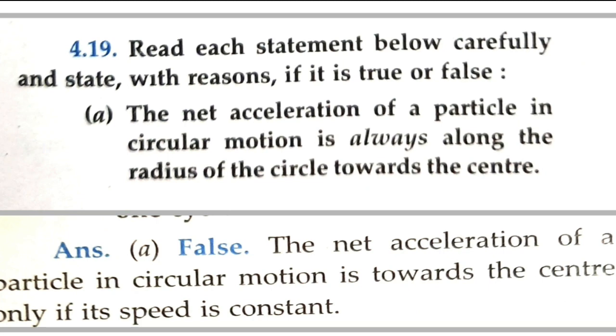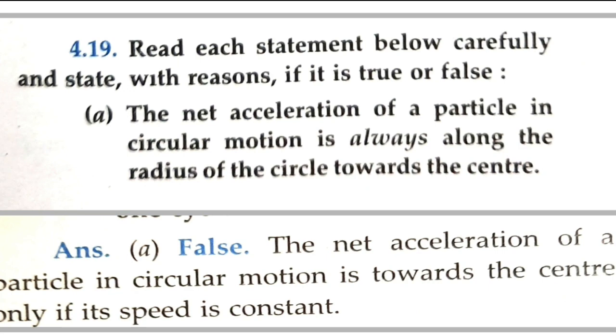So in that case, net acceleration will not be towards the center. In the case of uniform circular motion, the net acceleration is towards the center. But in the statement it is circular motion, so it is general. So only a special case is which one? Uniform circular motion. In that case, net acceleration is towards the center. But in general circular motion, acceleration is not directed towards the center.